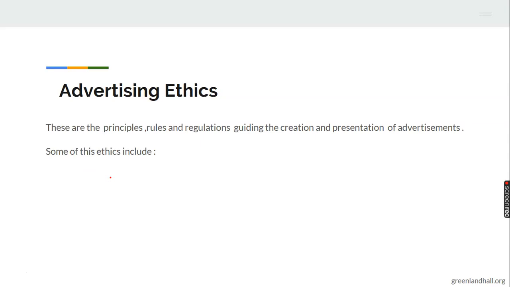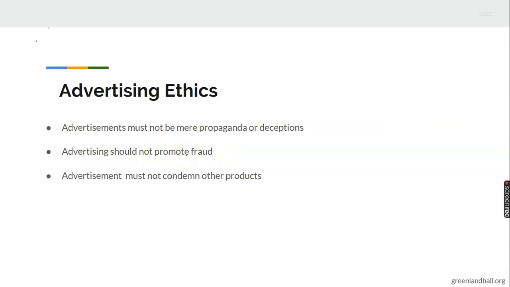We are going to look at advertising ethics. What do we understand by advertising ethics? These are the principles, rules, and regulations guiding the creation and presentation of advertisement. And some of the ethics include: 1. Advertisements must not be mere propaganda or deceptions.